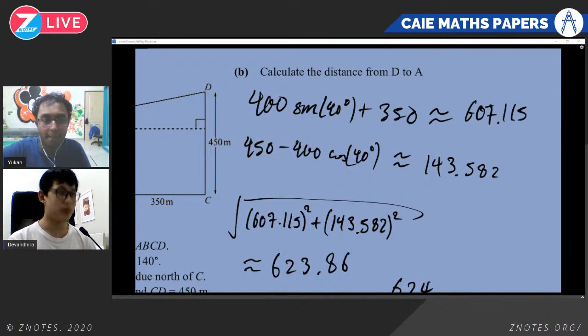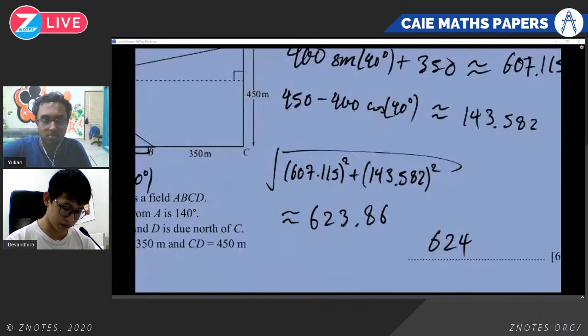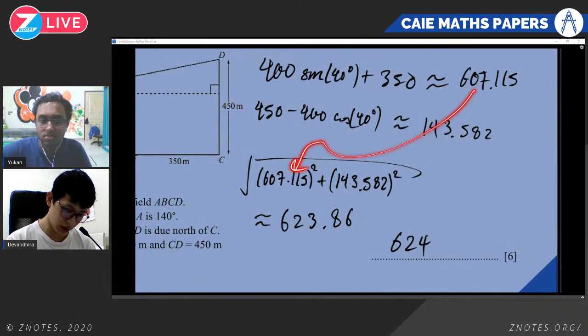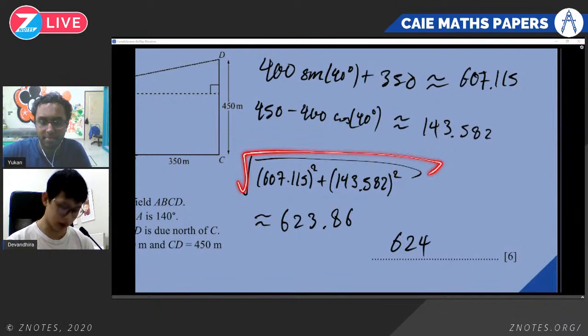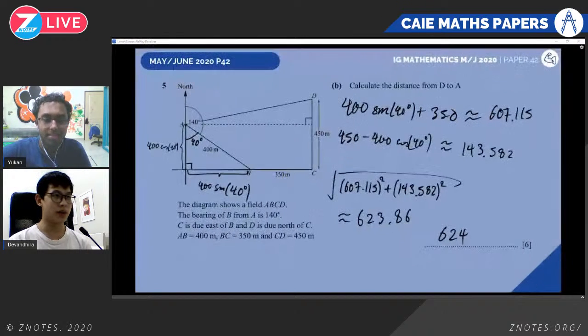Agree, you good? Now that we know those two sides, we can take Pythagoras. Just put 607 here and then 143 here, and take the square root. Don't forget about that. You should get this answer. But remember, it's three significant figures, so it's 624. Agree, good? Yeah, correct, that's the correct answer. Okay.